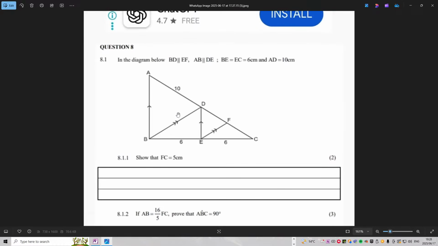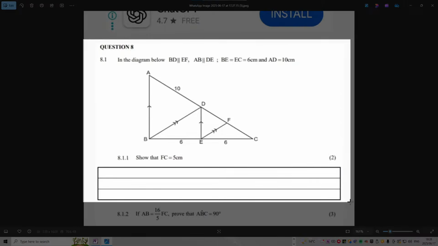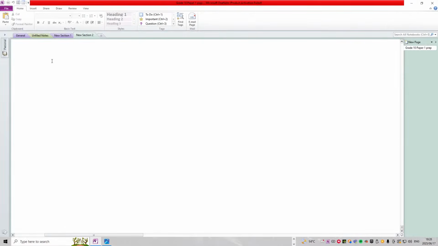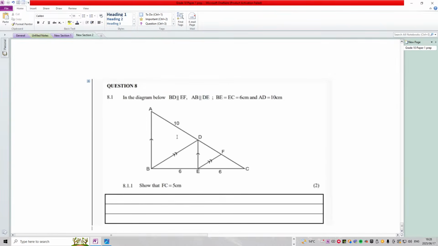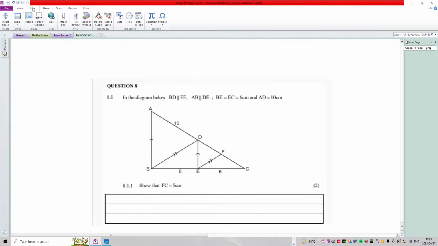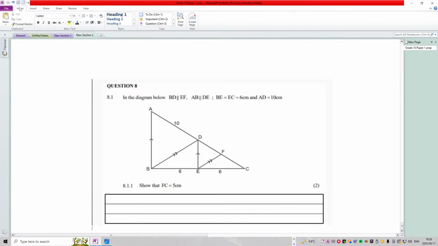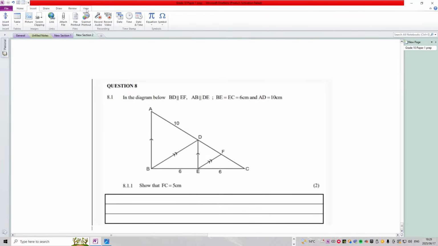Just going to crop this, take it to my OneNote, paste it in here. Perfect. In the diagram below, we have PD parallel to EF, and AB is parallel to DE. Again, I can simply look at this and see that for the most part, this is going to be midpoint theorem.